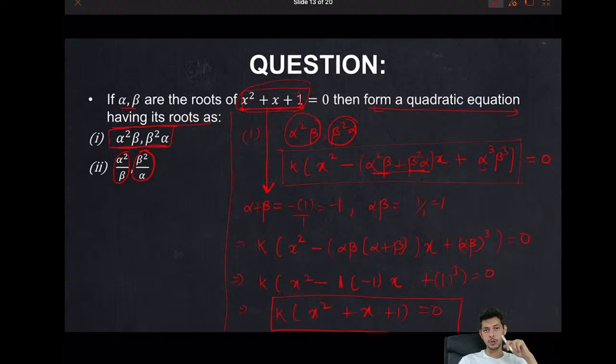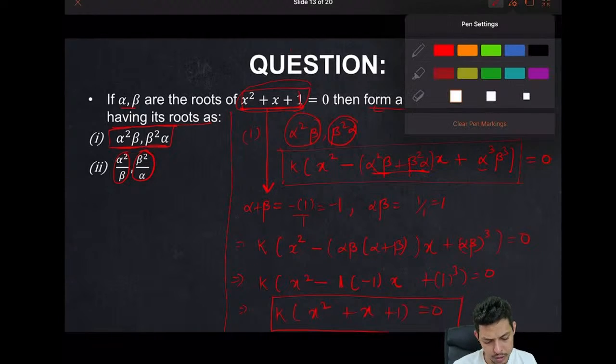I hope this is understood. It is a relatively simple example. As long as you remember that any quadratic having roots alpha, beta is x square minus sum of roots into x plus product of roots, no matter what expressions we get, you will always be able to form this. Next, let's go to the second one. The second one will be a bit lengthier to solve, so let's start.